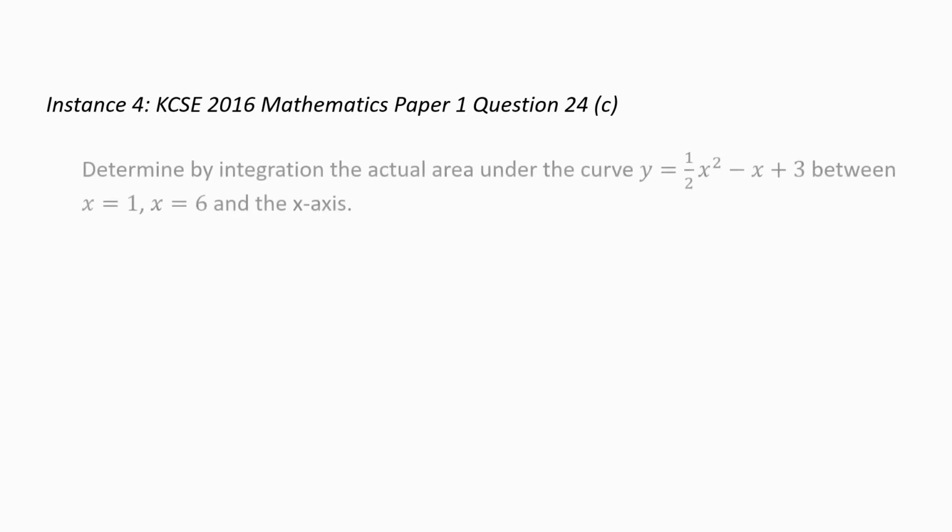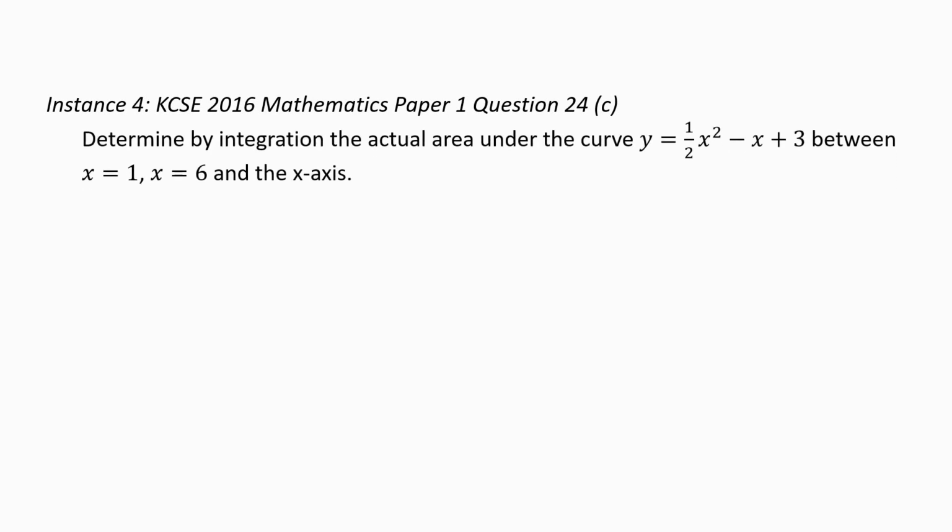We have instance 4, KCSE 2016 Mathematics Paper 1, Question 24, Part C. Determine by integration the actual area under the curve y is equal to a half x squared minus x plus 3 between x is equal to 1, x is equal to 6, and the x-axis. It's the integration between 6 and 1 of a half x squared minus x plus 3.